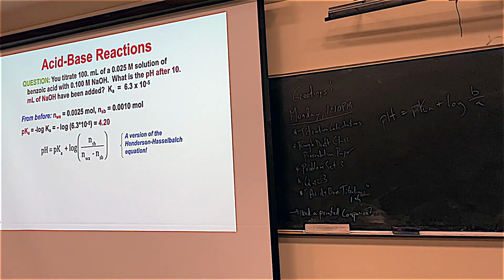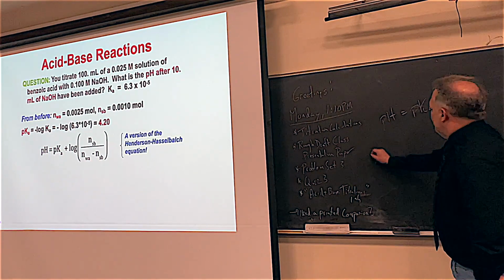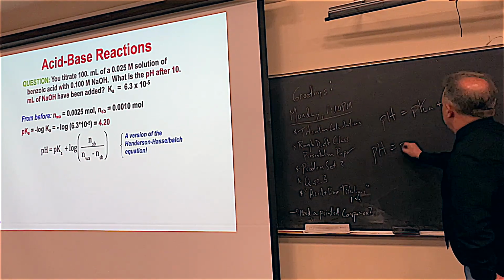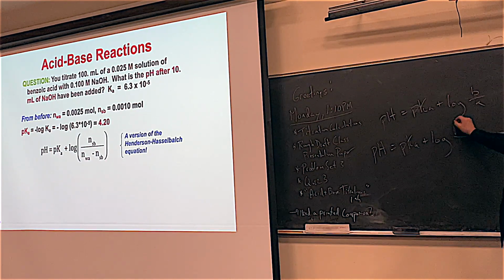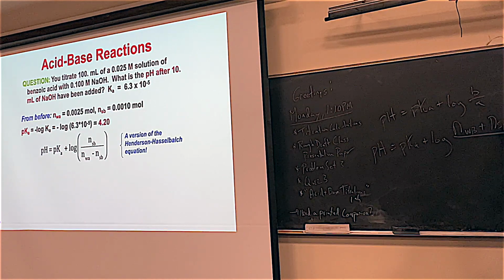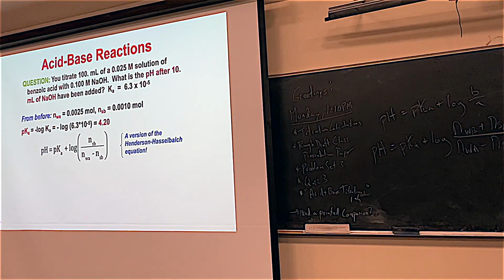Now, if you look at this equation, pH equals pKa plus log base over acid. And at the beginning of lecture today, I showed you an equation, pH equals pKa plus log, and on the top, it was moles weak base plus moles strong base, and on the bottom, moles weak acid minus moles of strong base. And that's where this equation comes from.